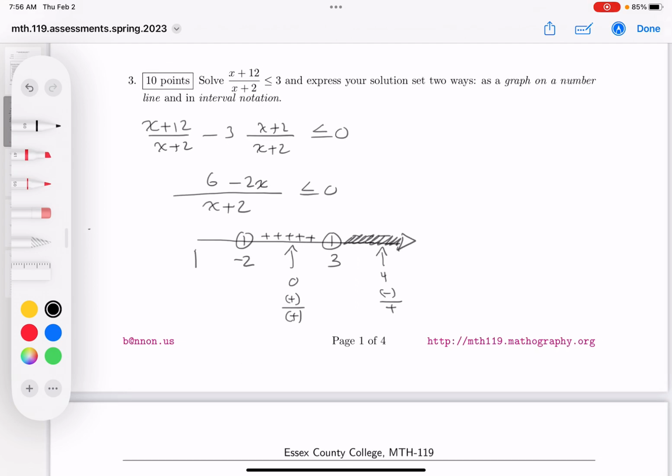Next up, below minus 2, like minus 3, what do you get? Positive on top. On bottom, you'd get a negative number. What do you get there? Negative overall. And negative numbers are clearly less than 0. So that gets shaded in.